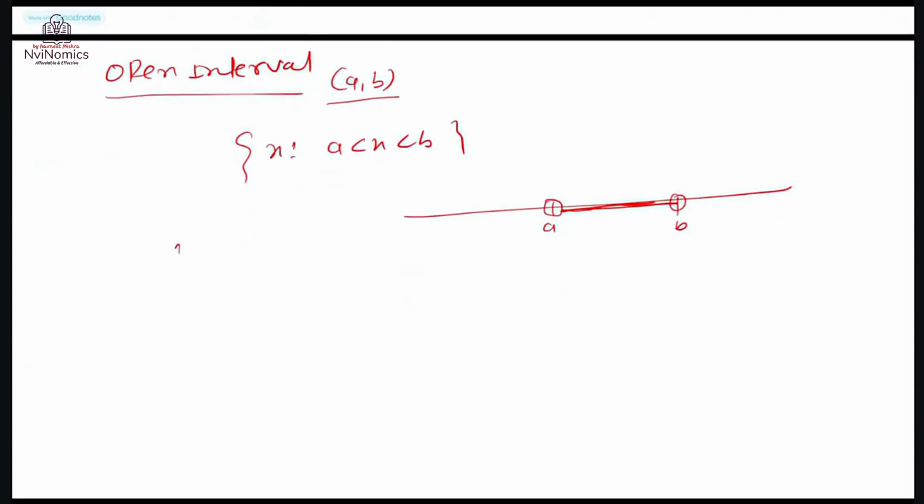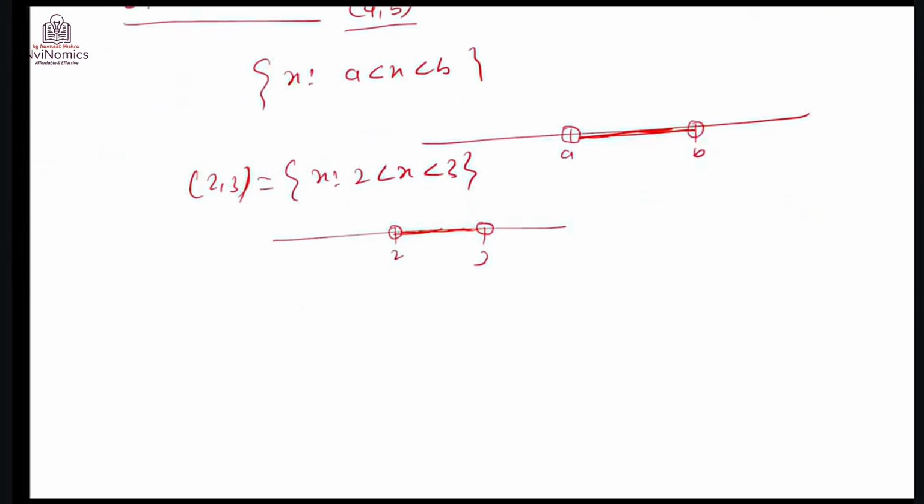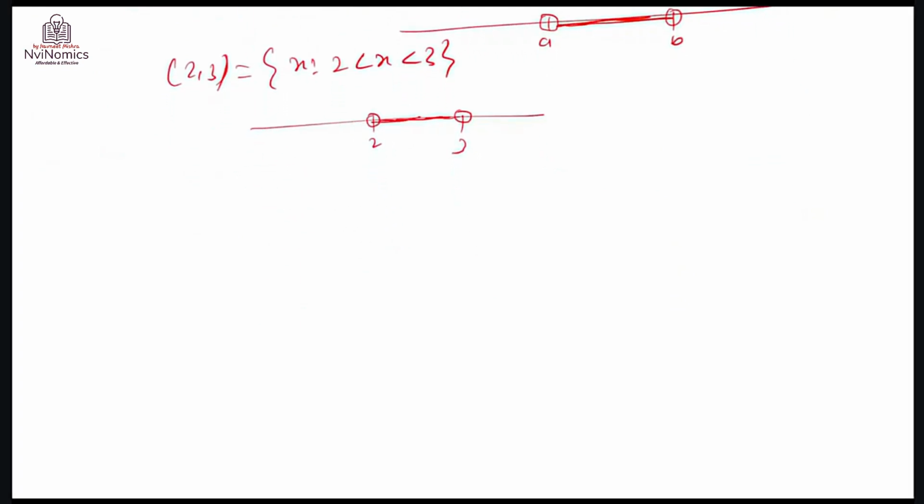Like here I write (2, 3). It means that this is an open interval. That's why we don't include 2 and 3. We exclude 2 and 3, and all the remaining points, I can write in the set: x such that 2 is less than x less than 3. All the elements between 2 and 3 we have to consider. So this is called an open interval.